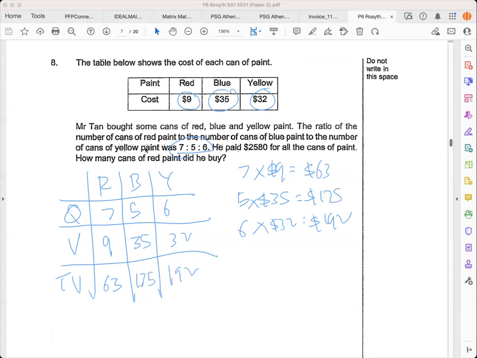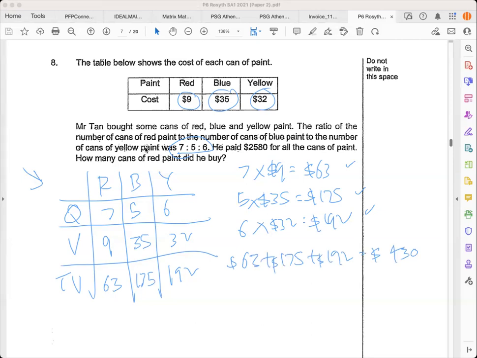So the marks will be given to the number statement, and not these. This table has no marks on it, just to help you to visualize better. This table represents one group. So in one group, the total value of all 3 colors of paint will be 63 plus 175 plus 192. So let's put a dollar sign, and then you will get 430. So this is the value of one group of paint.